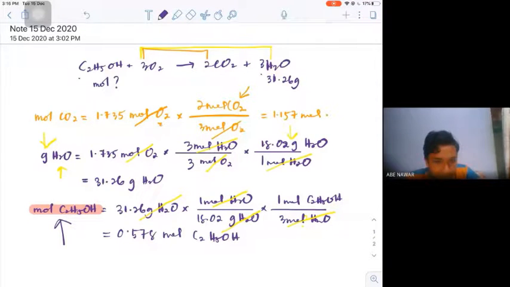Okay, so this question is about the relationship between mass and also mole. Now let's go further from mass to mass. Okay, from 31.26 gram of the H2O, what is the mass of the oxygen gas that has been reacted? Okay, I repeat again. From 31.26 gram of the H2O, what is the mass of the oxygen reacted?